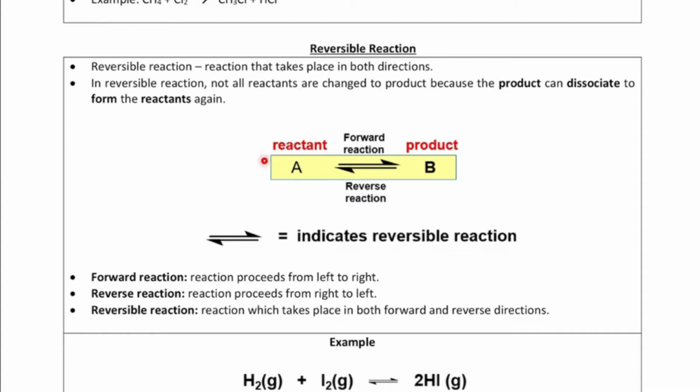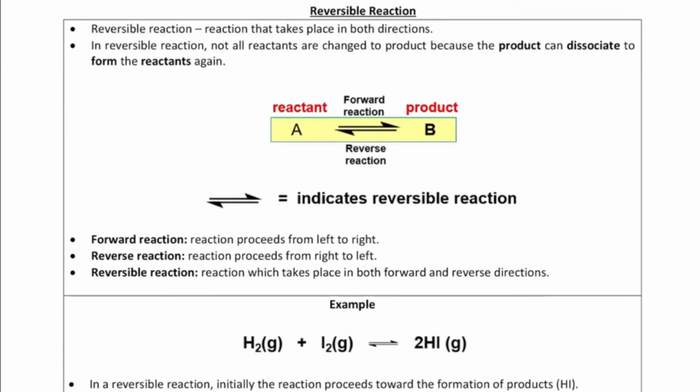So maksud dia dekat sini adalah A adalah reactant, B adalah product. That means A akan produce B. Okay. And once B is produced, B ni akan dissociate ataupun terurai to produce A balik. Okay, so as you can see, arrow here is reversible. Ada satu arrow A pergi B, arrow lagi satu B pergi A. So arrow ni to indicate that itu adalah reversible reaction. Okay, and this reaction will not stop lah. Dia tak akan berhenti.